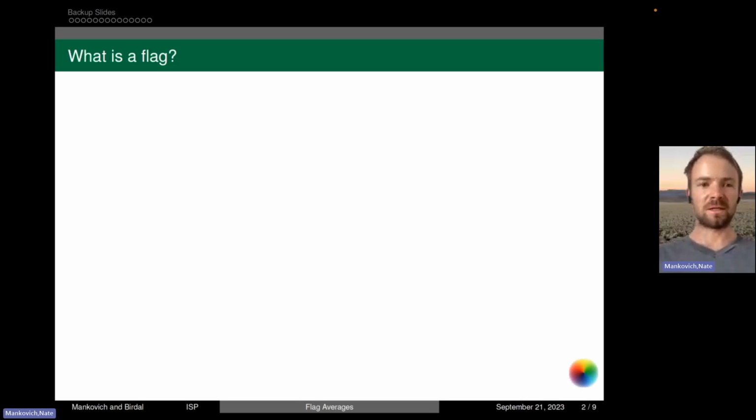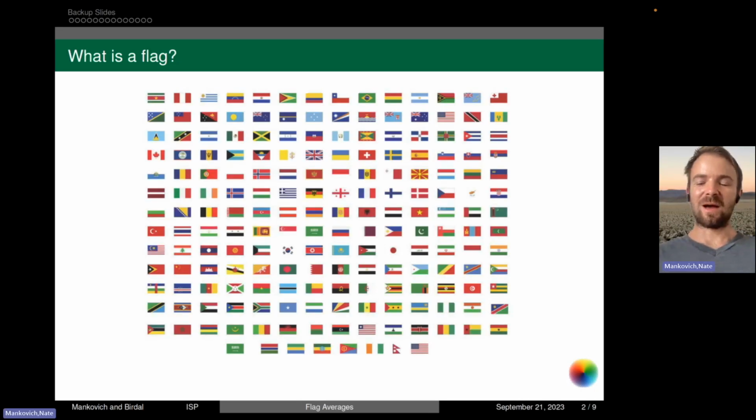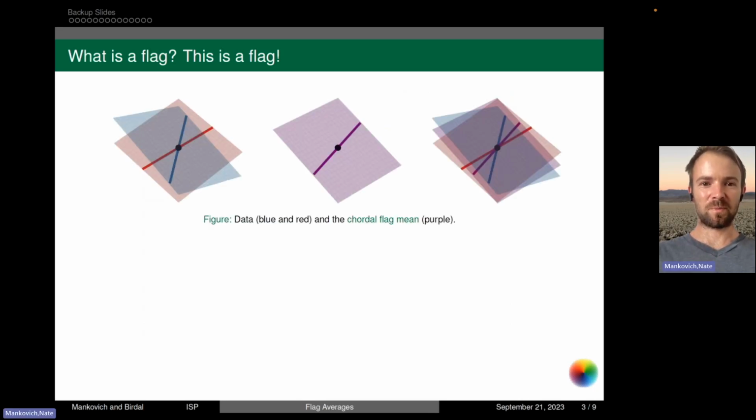So the first question you might ask is, what is a flag? Well, these are all flags, but the flags we're going to be talking about are not quite these. This is a flag. It's a sequence of nested subspaces of a vector space. So the idea here is this purple thing in the middle is a line inside a plane living inside n-dimensional space. The line and plane pass through the origin, of course, represented by this black point.